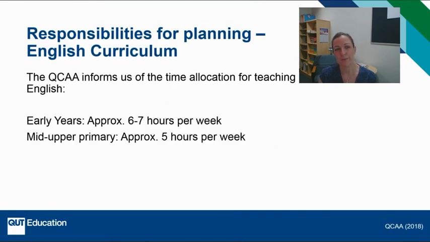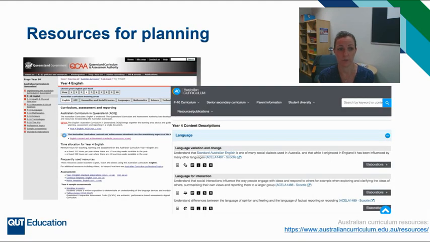So, responsibilities for planning with the English curriculum. The QCAA informs us of the time allocation for teaching English. In the early years, the focus on the English curriculum is approximately 6 to 7 hours per week, and mid to upper primary is approximately 5 hours per week. So we're talking about a significant amount of your classroom time.